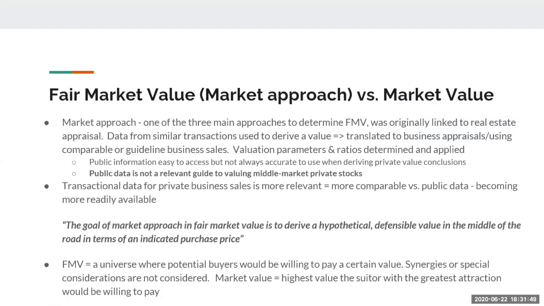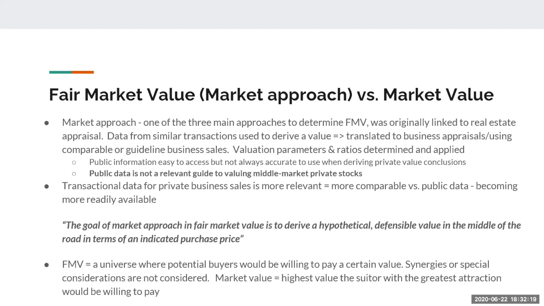Now, when we hear about market value, and this was something I learned by reading this as well, most of the time we think of FMV, or fair market value, and market value is actually something different, and that was very surprising to me. So we need to differentiate between the two. When we talk about fair market value, we're talking about a market approach, one of the three main approaches to determine it.